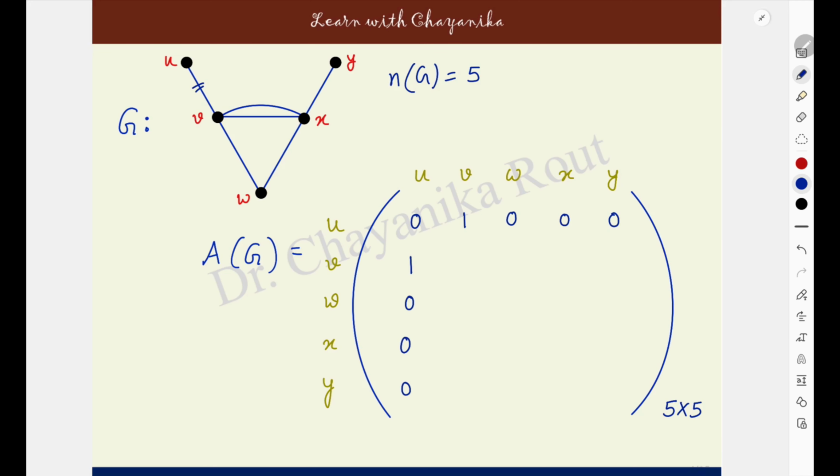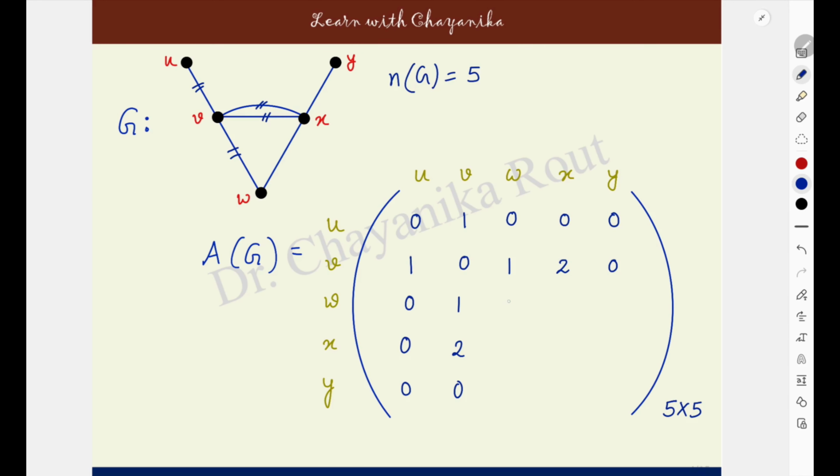Now there is no loop at the vertex v, so this entry is 0. There is one edge between the vertices v and w, so this is 1. Between v and x, there are two edges present in the graph, so this entry is 2. Between the vertices v and y, there is no edge, and immediately I can fill up the second column.